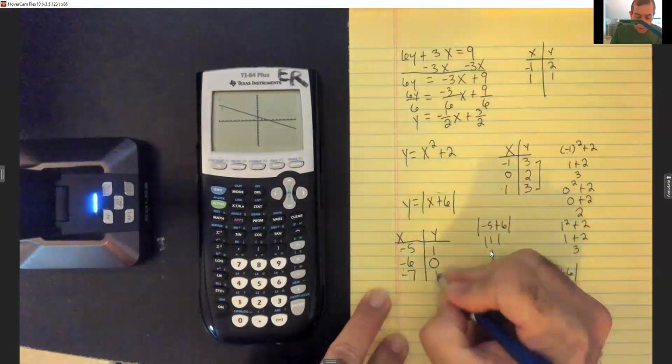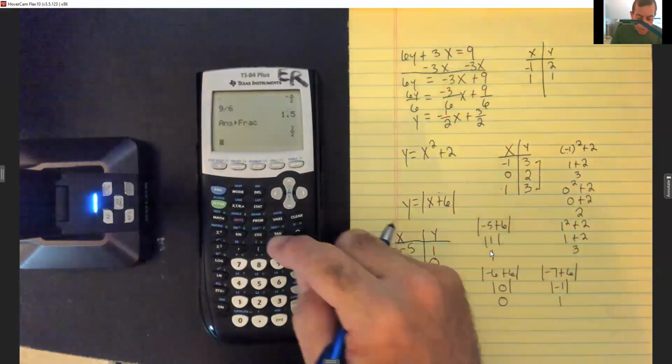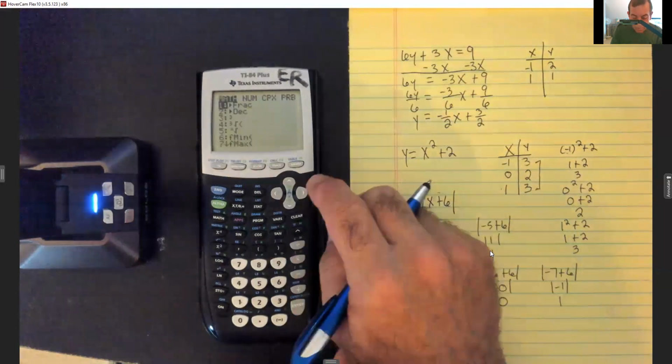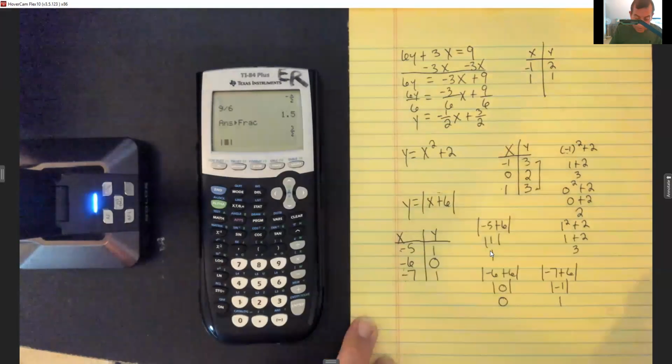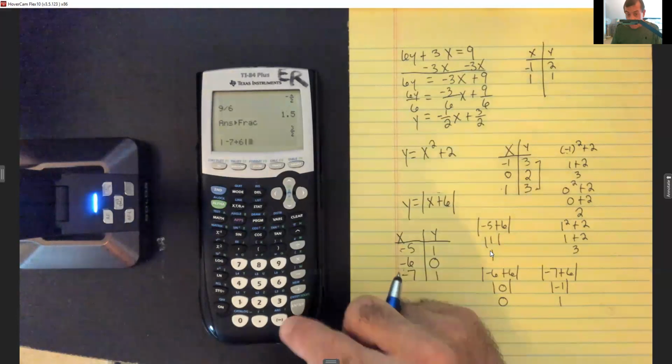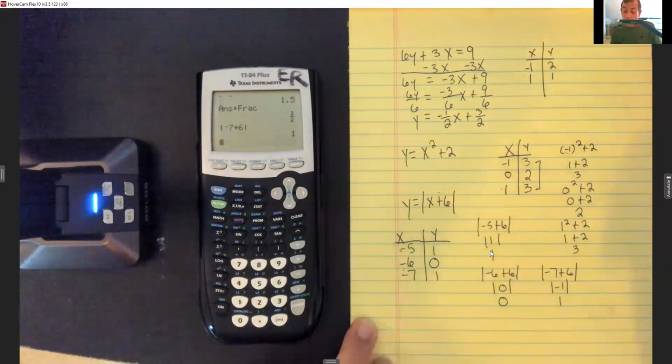And remember, on here, you can do these on the calculator. If you hit math and go over to number, the first thing you see is absolute value. So like that last one I did, -7 plus 6, you can put that inside the bars and hit enter, and it'll give you that 1.